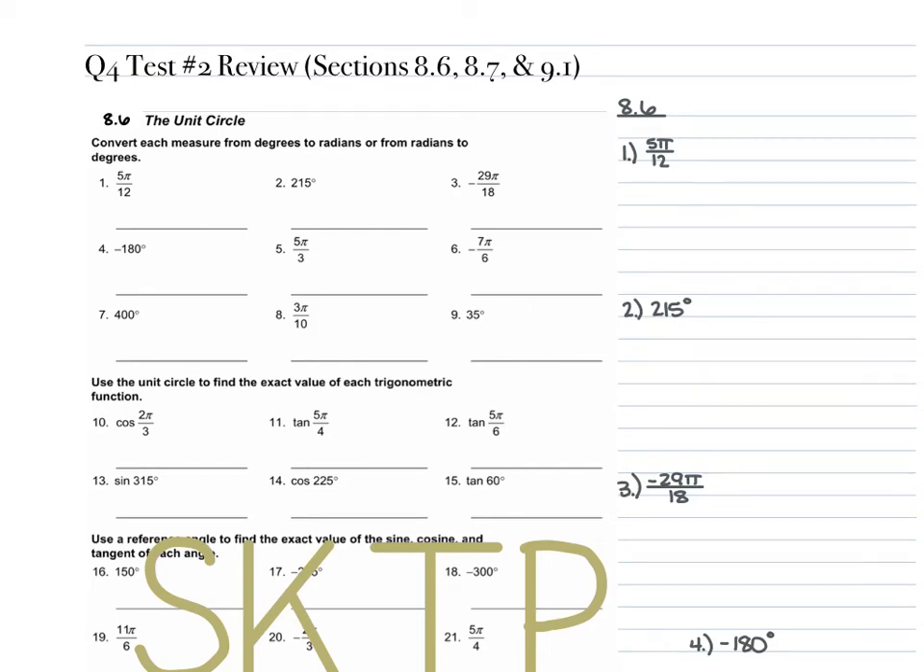Quarter 4, test number 2 review, sections 8.6, 8.7, and 9.1. For 8.6, the first 9 questions, we are converting from degrees to radians or from radians to degrees. So if we look at number 1, we have 5 pi over 12.